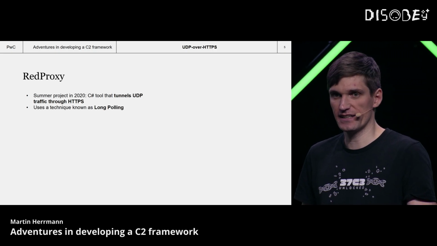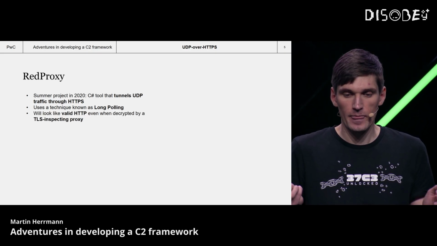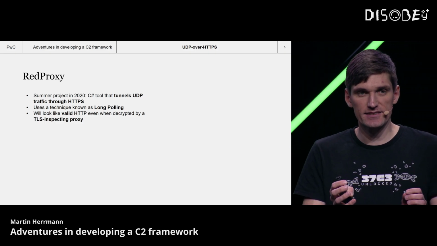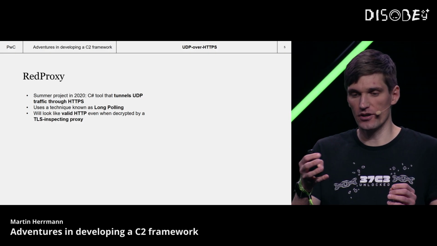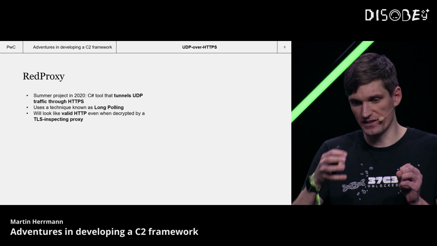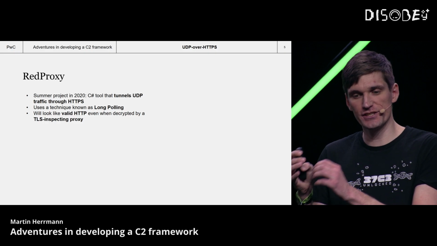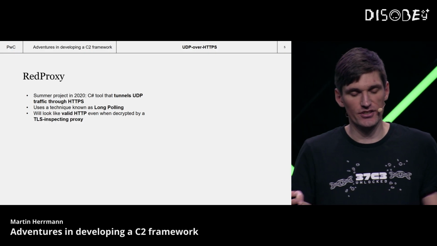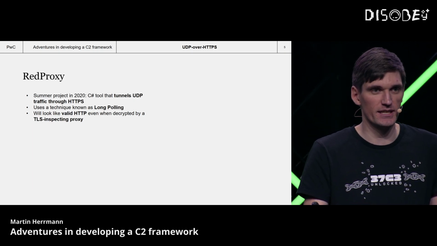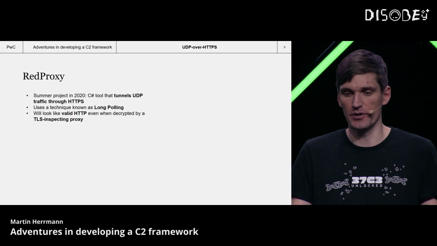And for this, we used a technique called long polling. We'll get back to that in a bit. Its main goal is, again, tunneling UDP through HTTPS, but also that if a firewall or a proxy inspects the TLS traffic, meaning it breaks open the tunnel and decrypts it, even then it still looks like valid HTTP inside. That is important so that we can go out on port 443 and look like a normal HTTP application, which is almost always allowed, and we can just go through and nobody's going to bother us.